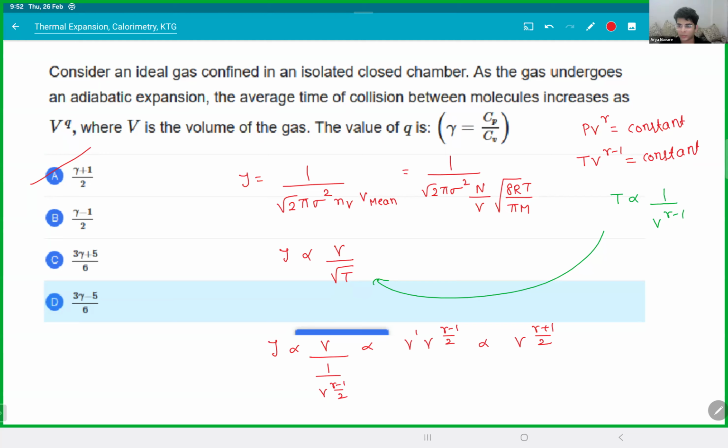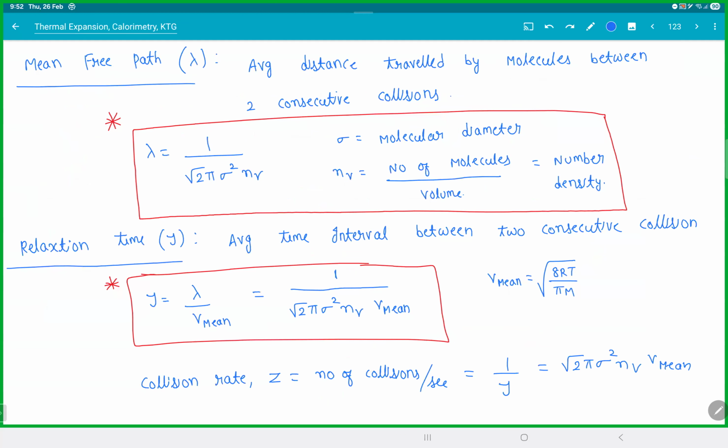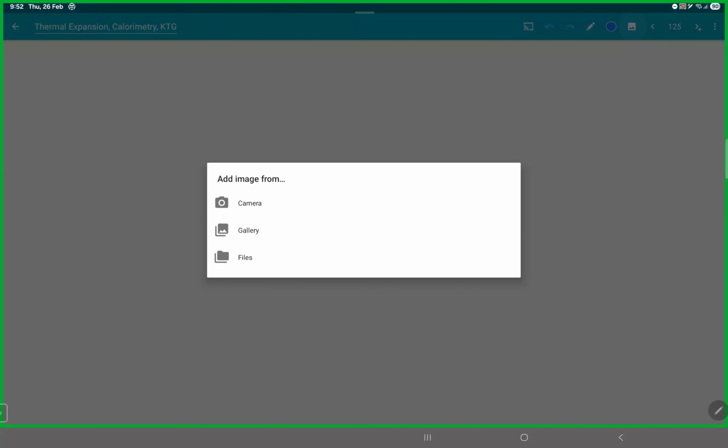So in these types of questions, it's very important to learn the formula, I guess. Remember the formula, remember the formula. There's nothing there. Let's see one more.